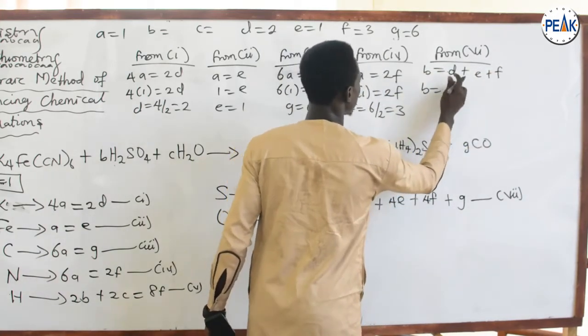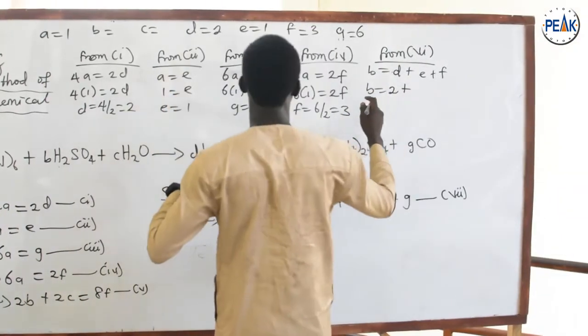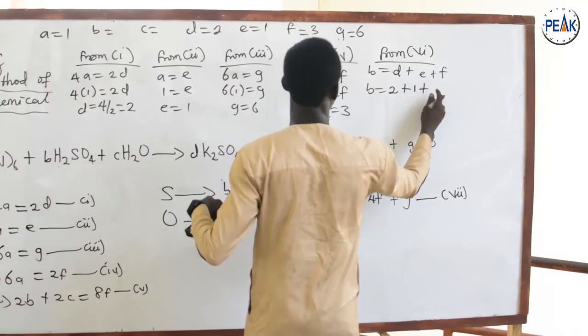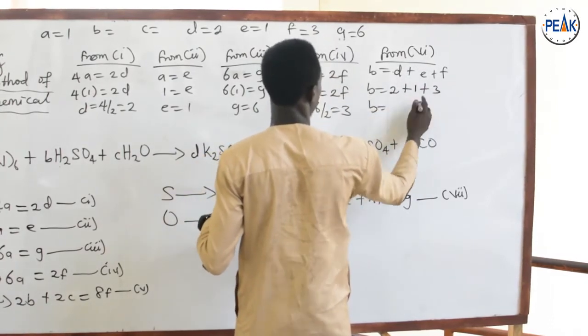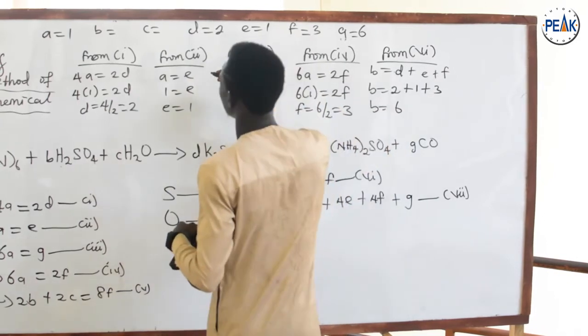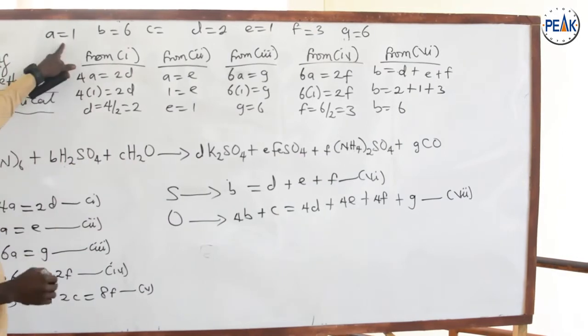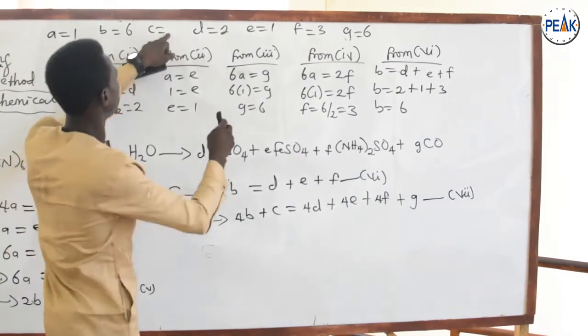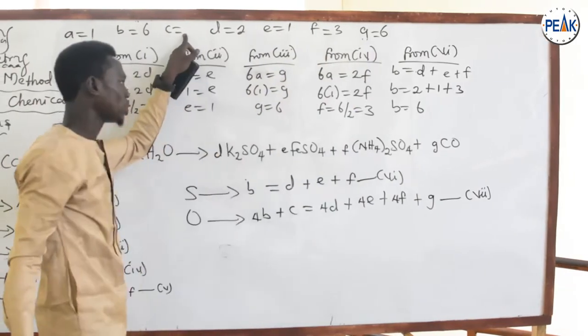So my B will be equal to, what's the value of my D? 2. What's the value of my E? 1. And what's the value of my F? 3. So this will be 2 plus 1, 3 plus 3, 6. Which means my B is equal to 6. A is known, B is known, C is unknown, D is known, E is known, F is known, G is known. So I just need to get the value of what?